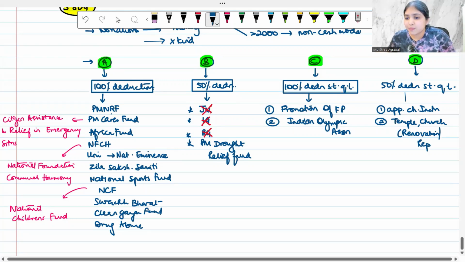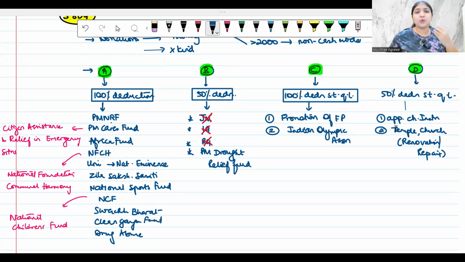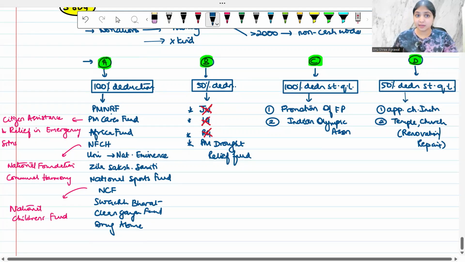I'll repeat the last point once again. In the last point, you're making donation to any notified temple, mosque, gurudwara, or any other place of historic importance or archaeological importance or artistic importance. Why are you making the donation? For renovation or repair. Here you will get a 50% deduction subject to qualifying limit. All right. So you have totally 4 categories of donations under 80G.